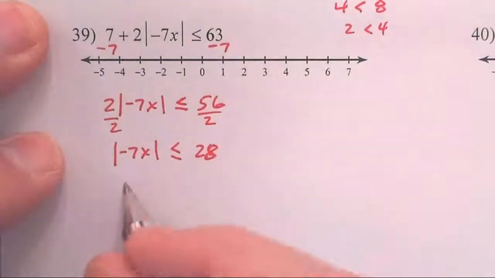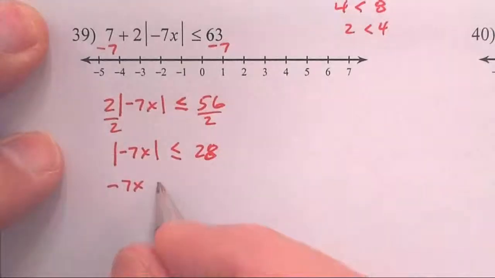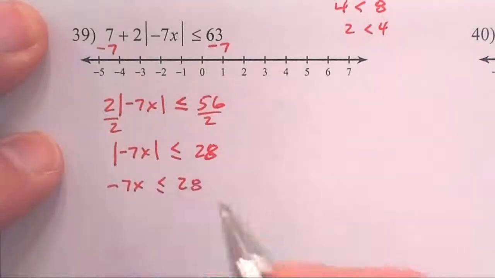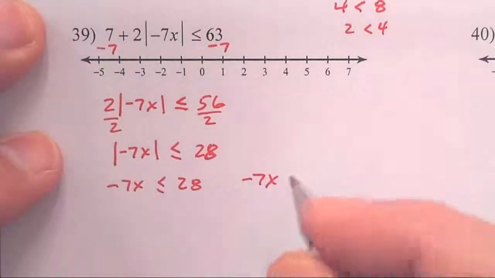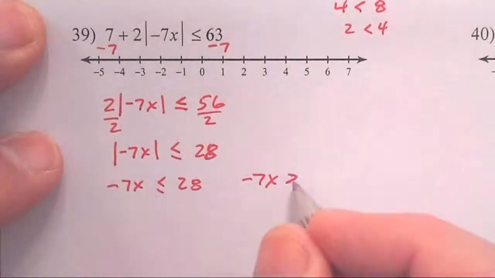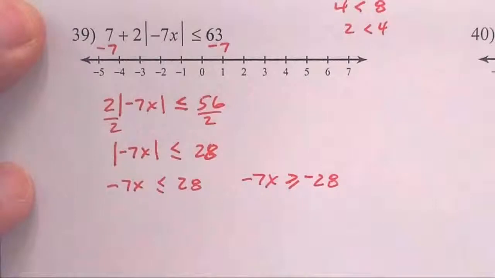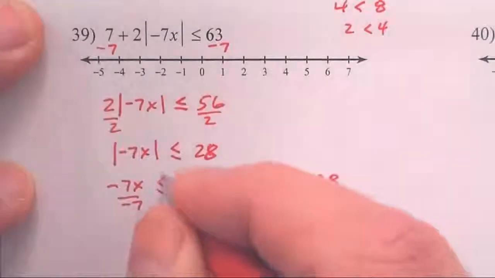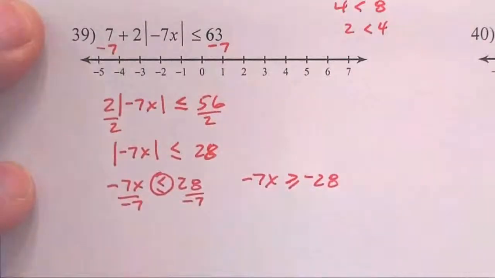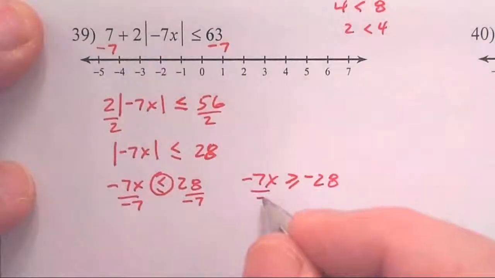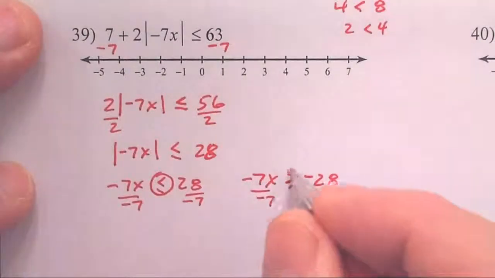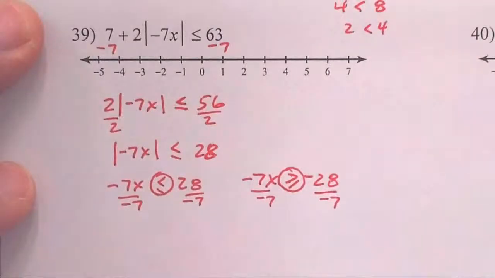Now I split and switch. -7x might just be less than 28, but -7x might be, double switch it, greater than or equal to -28. Rescue -7 with division. I'm now rescuing a negative using division. Boy, it's easy to forget that step. Signs change. x is greater than or equal to -4.